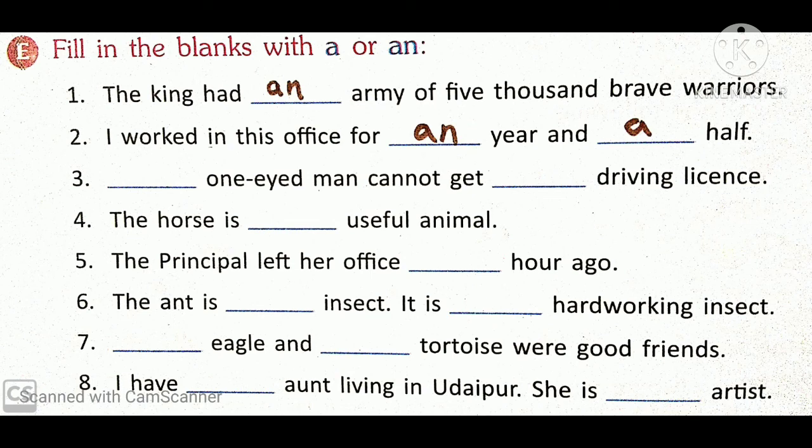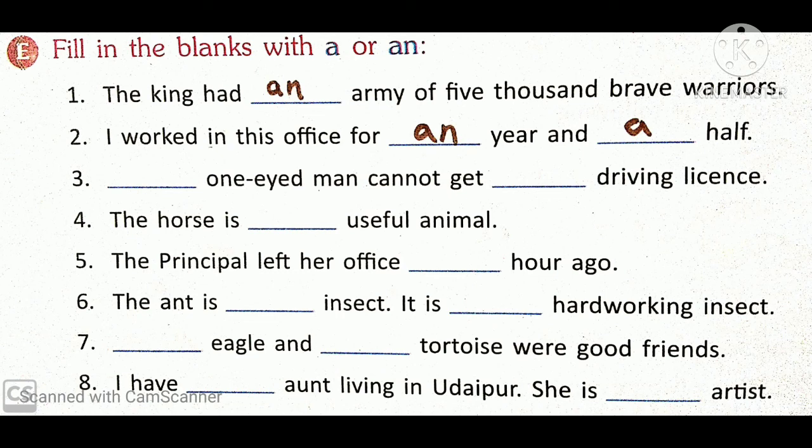Page number 42, exercise number E. Fill in the blanks with a or an. The king had dash army. Army. It starts with a vowel. It sounds like a vowel. So we will use an.